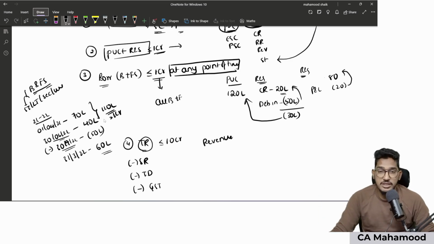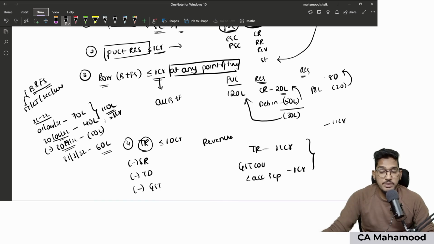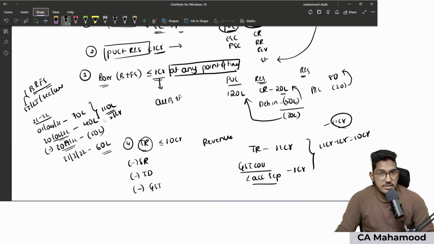But sometimes in the question they will give you something like this: total revenue of the company 11 crores, GST collected and accounted separately. They will ask you this also: GST collected and accounted separately 1 crore rupees. Now what you will consider for calculation? Will you consider the figure as 11 crore rupees, or will you adjust that 1 crore and consider it as 10 crore? You have to consider 11 crores only when you see the phrase GST collected and accounted separately.